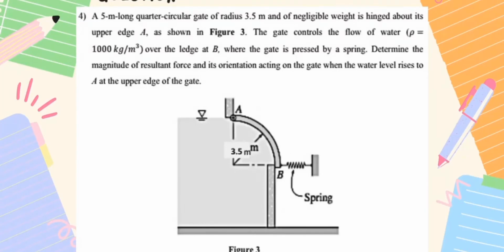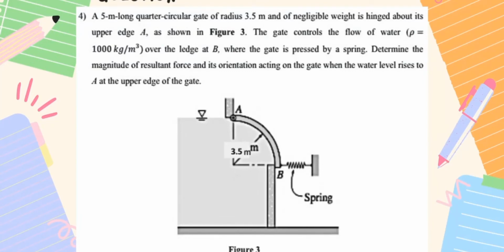So the question is, a 5 meter long quarter circular gate of radius 3.5 meter and of negligible weight is hinged about its upper edge A as shown in figure 3. The gate controls the flow of water where the density is given 1000 kg per cubic meter over the ledge at B, where the gate is pressed by a spring. Determine the magnitude of resultant force and its orientation acting on the gate when the water level rises to A at the upper edge of the gate.